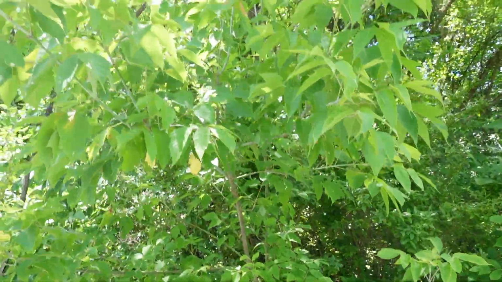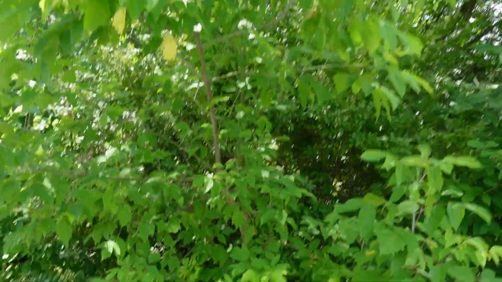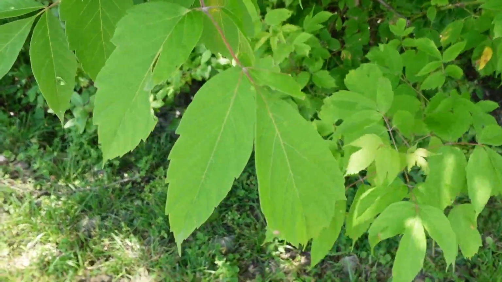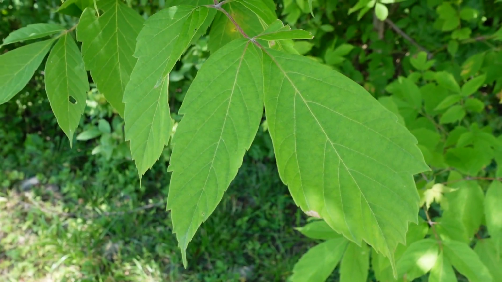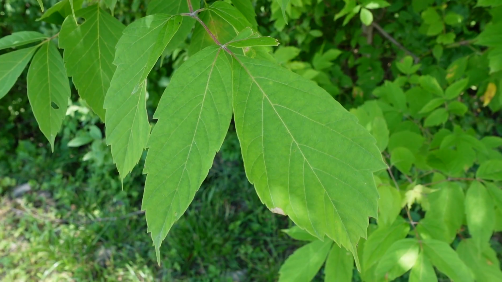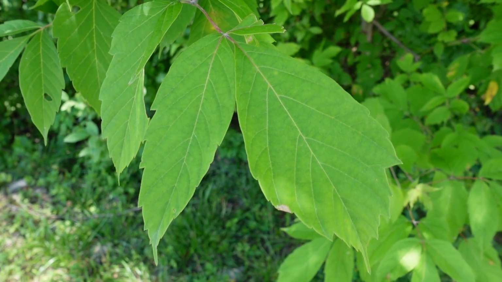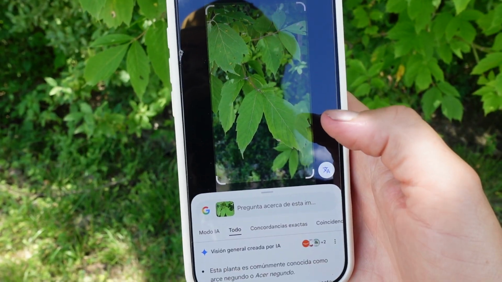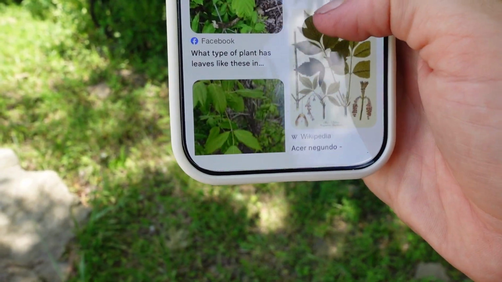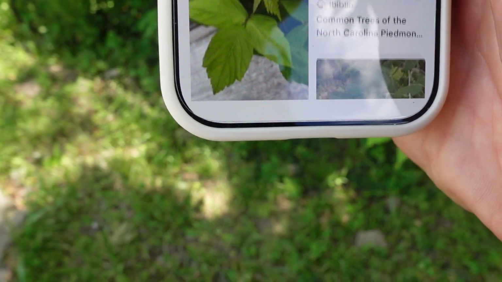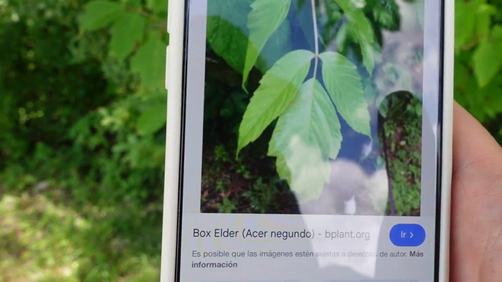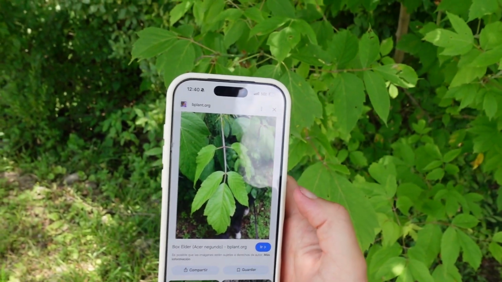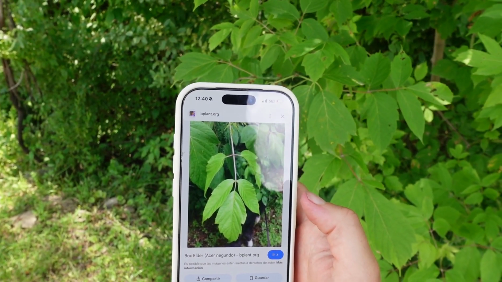This is so fun. Here is another tree. The leaves on this tree look different. They're not as long. They're not as narrow. Let's take a picture. Let's identify this tree. I'm taking a picture of these leaves, and it says that this leaf is from a box elder tree.